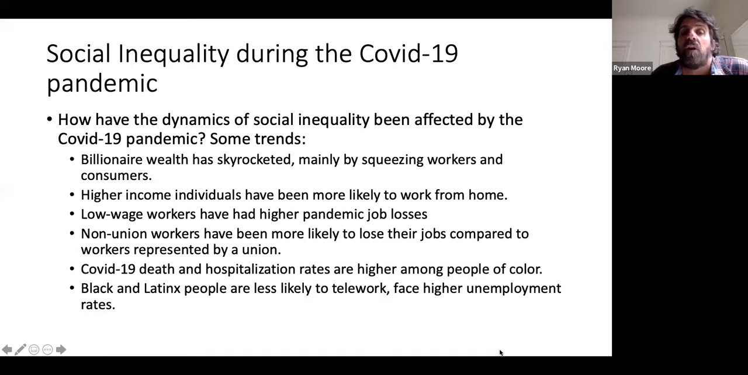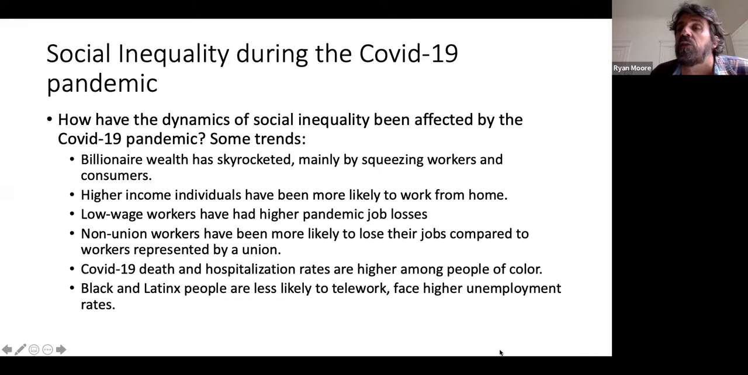Also, what we've seen is that higher income individuals have been more likely to work from home, and that has insulated more high income people from the worst effects of COVID. Whereas low wage workers have been more likely to lose their job, and also less able to work from home. So they've been more exposed to COVID, and their families have been more exposed to COVID.